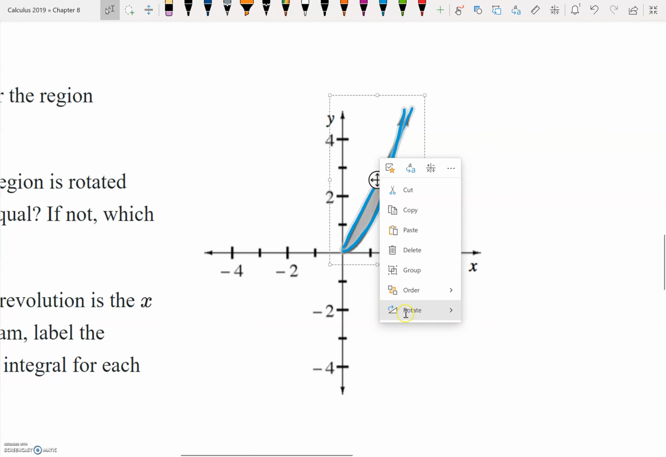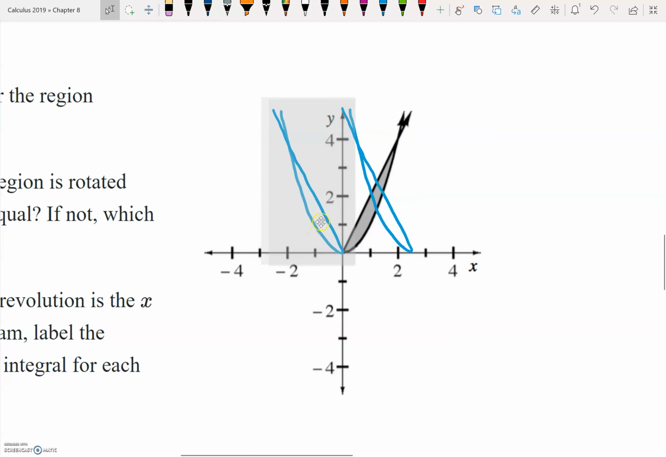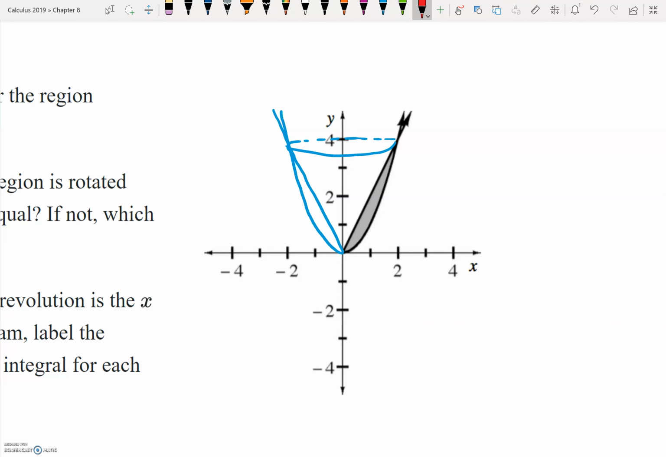using our technology here. We end up getting a shape that is like a cup, versus what if our shape was rotated around the x-axis.